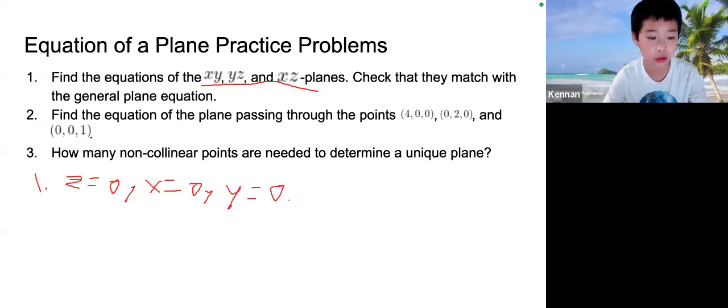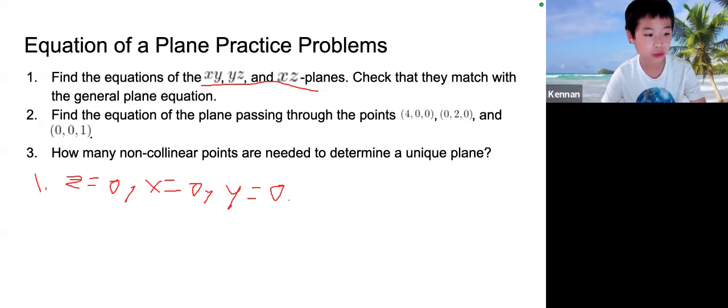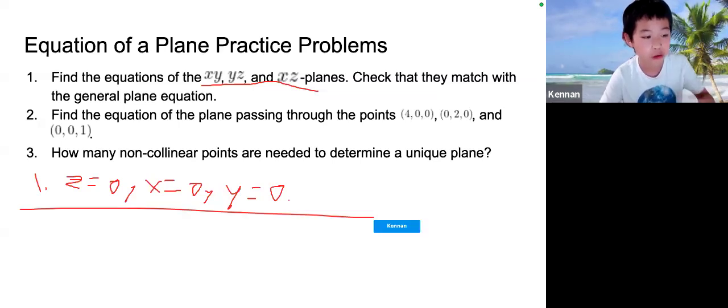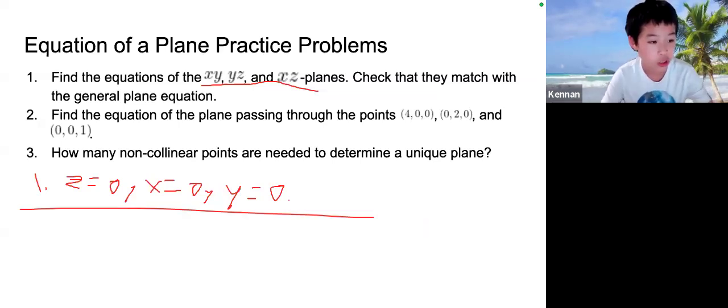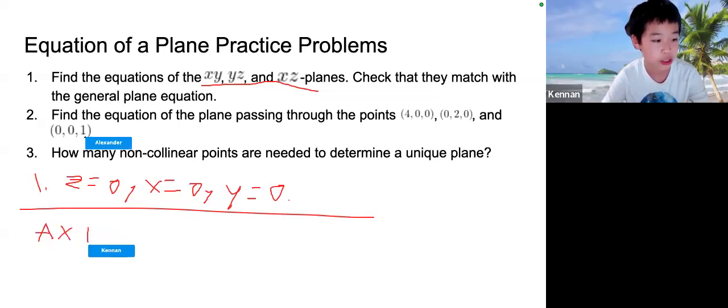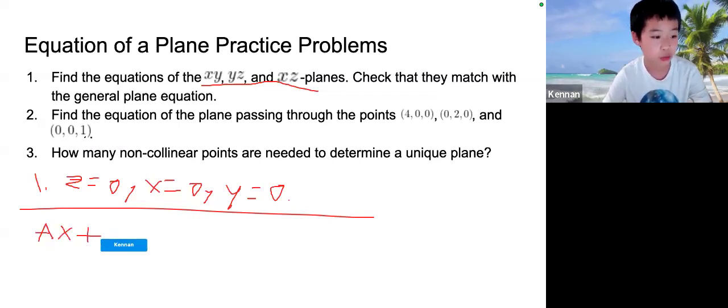Wait, where's my cursor? Oh, so basically, if we plug it in, so first of all, wait, something went wrong. Wait, oh, wait, oh, here we go.